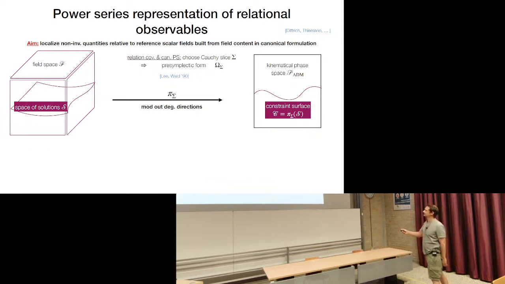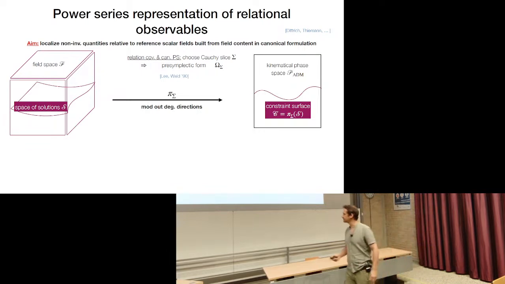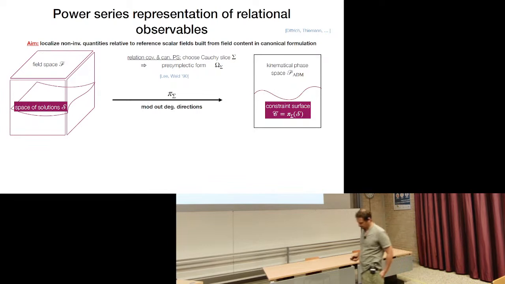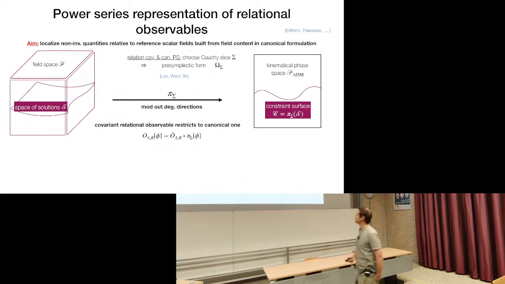That defines something like a quotient map. And the image of that quotient map is a space that has a well-defined symplectic form. That's a phase space. That's the ADM phase space. And if you apply that map to the space of solutions, then the image of the space of solutions is just the standard constraint surface in the ADM phase space. And okay, it just so happens that if you have some covariant relational observable, by construction it will restrict to one on the canonical constraint surface, and that's because it's invariant along the gauge orbits, and the gauge orbits are at least mapped partially in some sense to gauge orbits here.